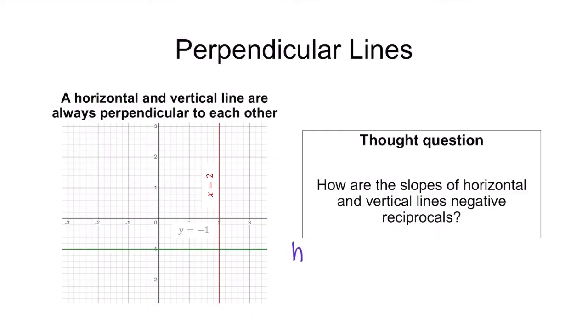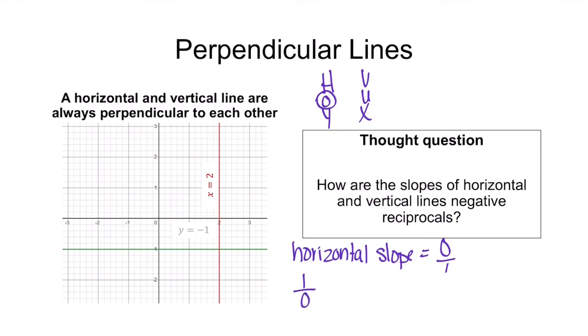Well, let's think about it. A horizontal line, remember from our mnemonic, HOI VOX, has a slope of 0. So the horizontal slope is 0. I hope you all agree that 0 I can write as 0 over 1. Let's make this a negative reciprocal. If I flip it, it's going to be 1 over 0. And then I can make it negative.